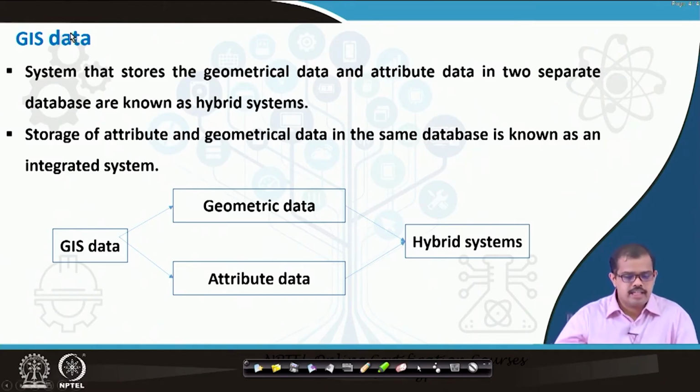So you can send out the way you need. And when you look at GIS data, basically you have geometrical data and attribute data in 2 separate databases. These are called hybrid systems. Whenever geometric data and attribute data are stored separately, it is called a hybrid system. Most of your file formats today have hybrid systems. Storage of attribute and geometrical data in the same database is known as an integrated system. There are very few systems which are integrated. Most of the systems that you use are hybrid systems.